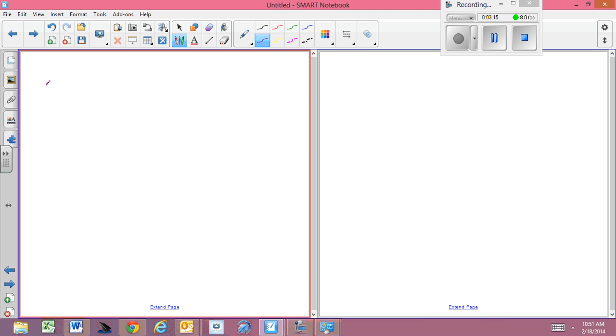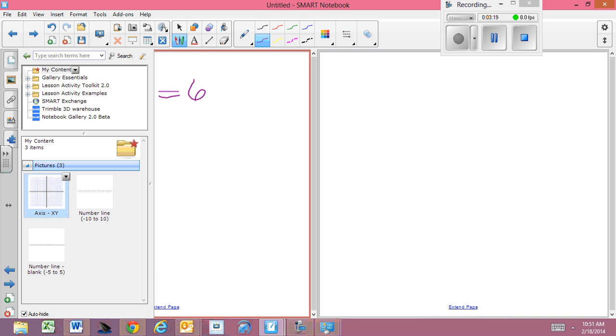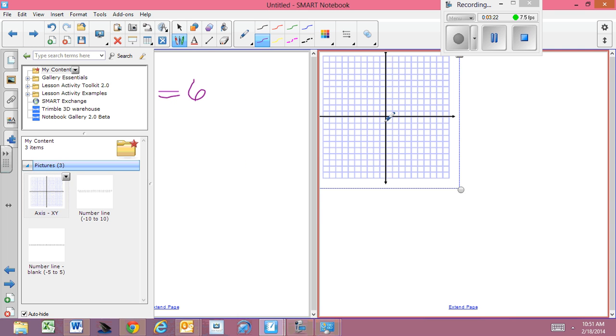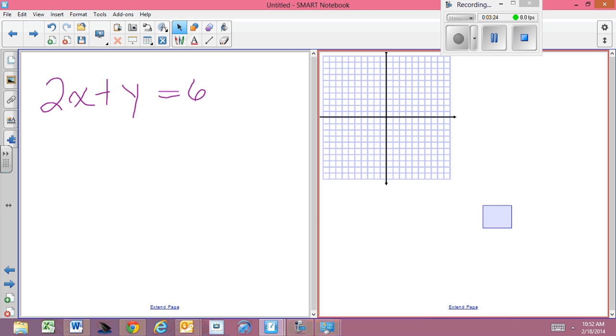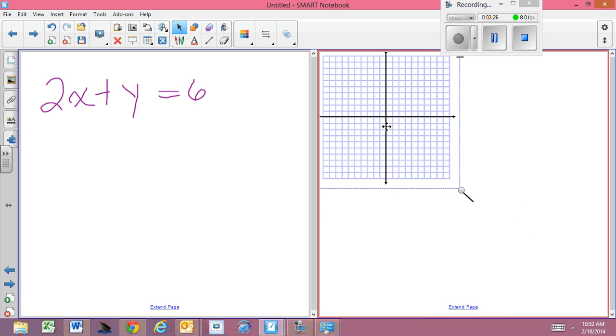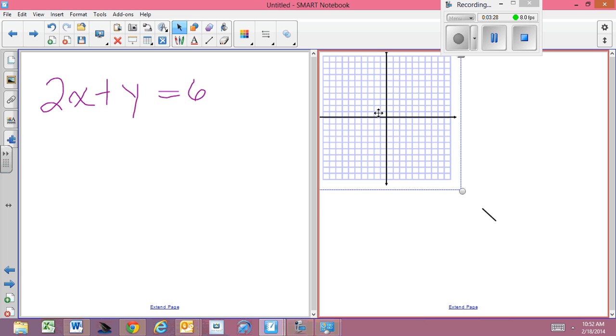Let's say I had this equation: 2x plus y equals 6. I want to graph the line. Again, putting it in slope-intercept form is going to be the easiest thing to do. If I could expand my coordinate plane here.